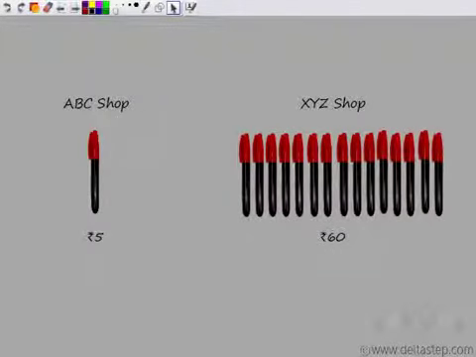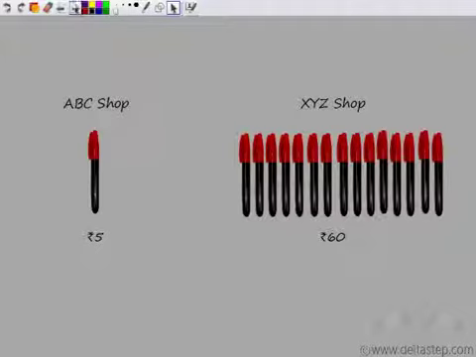There are two shops, ABC and XYZ. We know that the price of a pen in shop ABC is 5 rupees, whereas XYZ shop sells 15 pens for just 60 rupees. Now you have to buy 8 pens. Where will you go? ABC shop or XYZ shop? Which would be the cheaper option for you?